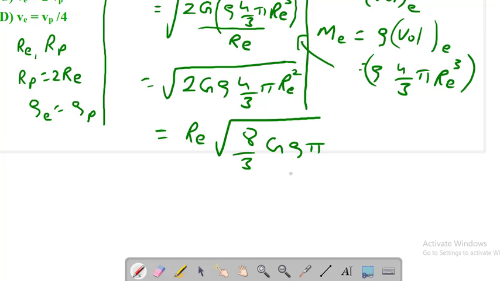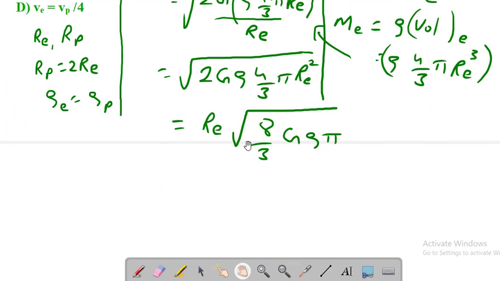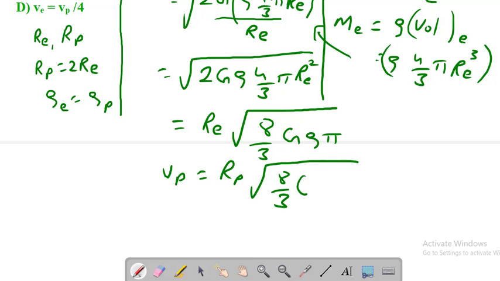Now we do the similar calculation for the planet also. Because everything is almost the same, we don't need to write the entire expression again and derive this. We can directly write for Vp. What we would have is Vp would be Rp under root 8 by 3 g rho pi.